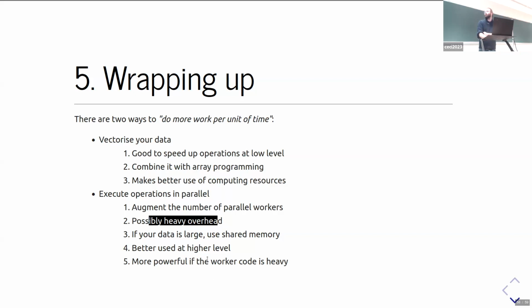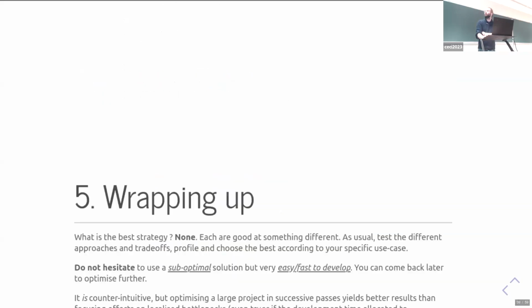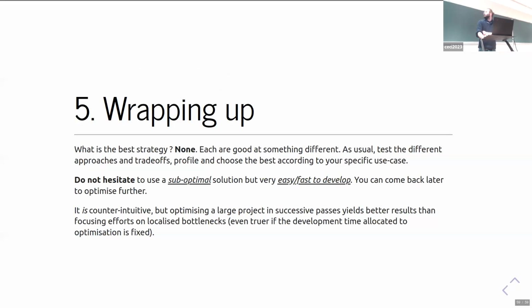It's better used at a higher level, so don't try to deal with the threads directly unless you actually know what you're doing, because it can get very messy. And it's more powerful if the workload is heavy and done row by row. It's more powerful than element by element because the amount of work is higher, but element by element is not that slow. And what is the best strategy?